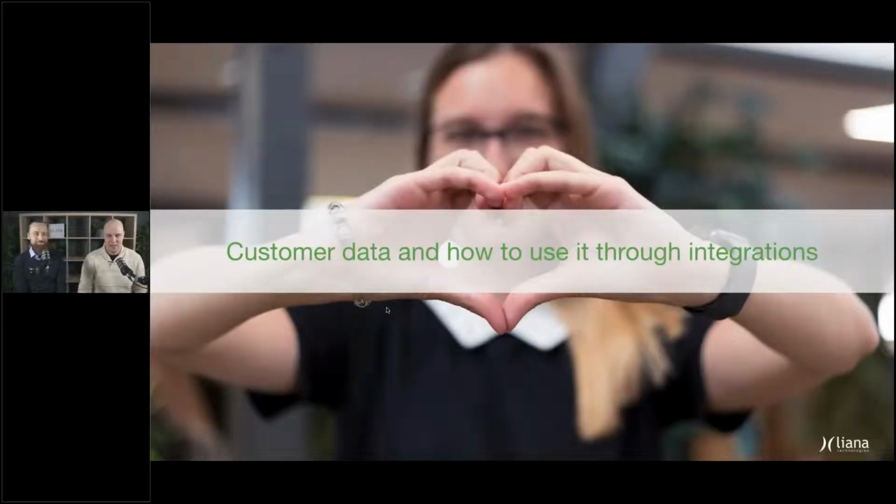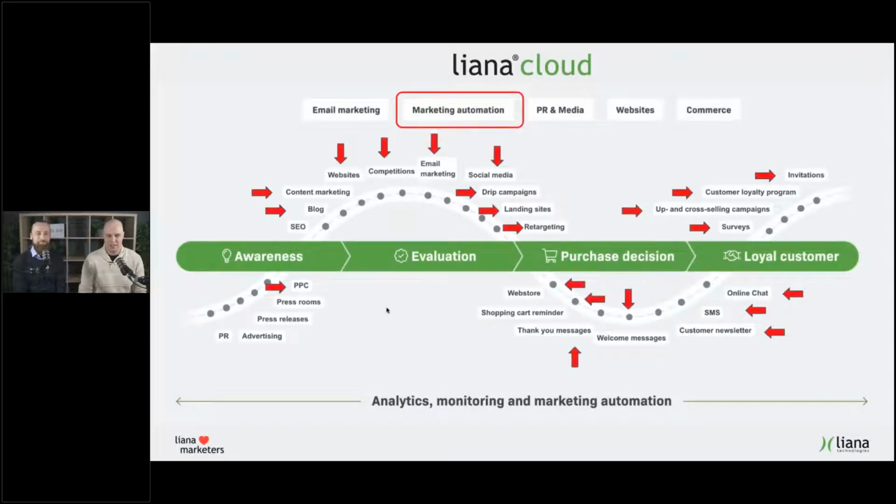Let's begin with customer data and how to use it through integration. So Jussi, what are we looking at? Okay, this is an image of how we see this digital customer journey in Liana. We use this quite a lot to emphasize different endpoints and the different processes behind this customer journey. So basically from getting the customers aware of your services and your products, in the evaluation phase online, and after the purchase decision, there is this loyal customer program, customer loyalty programs, and upselling and cross-selling campaigns, in which you can use marketing automation too.